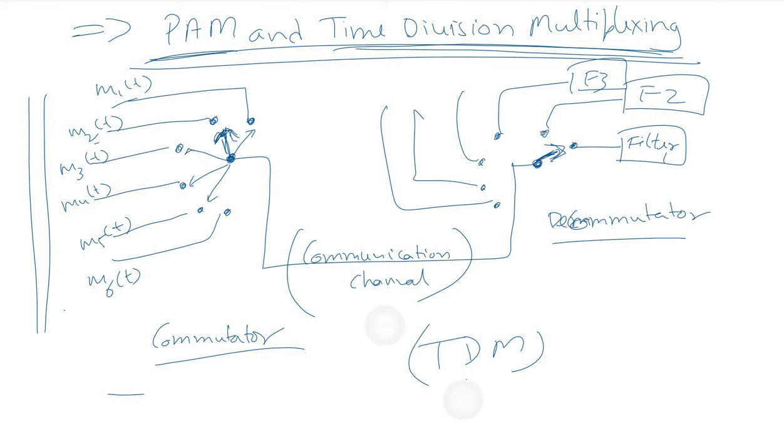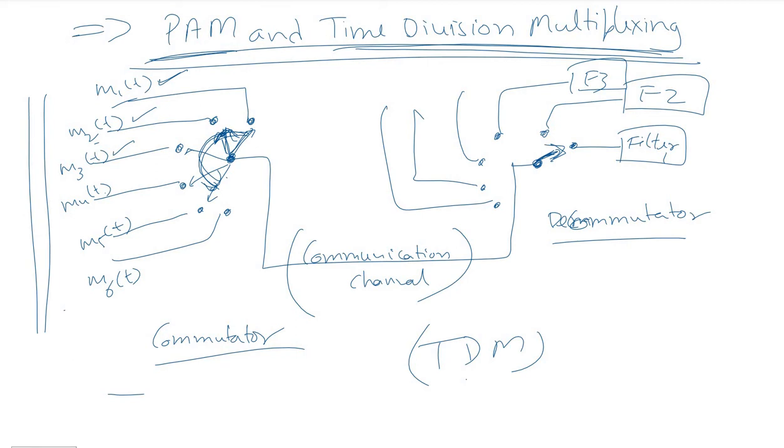As this rotary arm of the switch rotates, it moves around and samples each signal sequentially. When it rotates in a clockwise or anti-clockwise direction, it samples each signal M1T, M2T, M3T. Let us suppose it rotates anti-clockwise. That means it is sampling M1T, M2T, M3T, M4T, M5T and M6T sequentially. It takes one sample of each band limited signal at a given time slot.